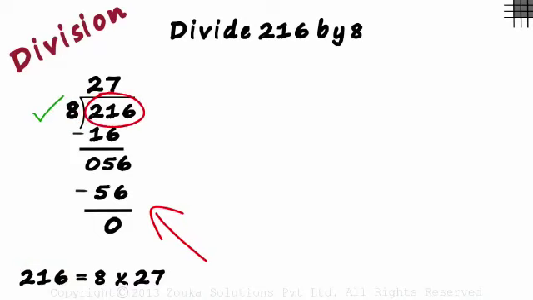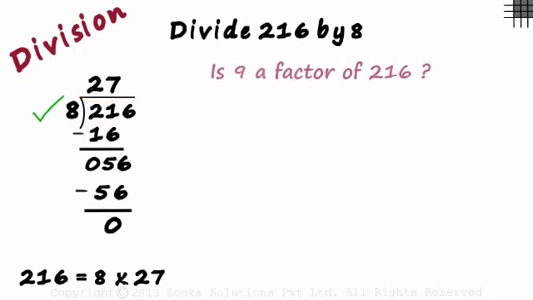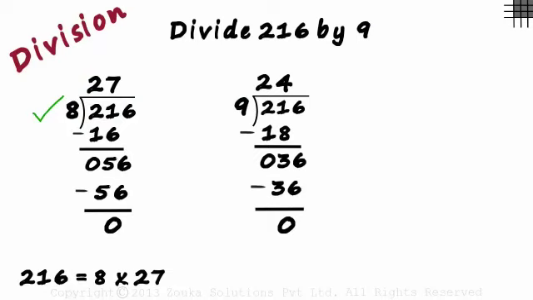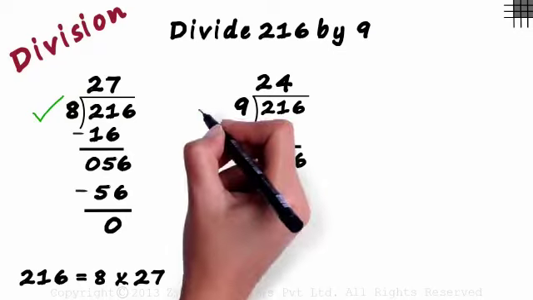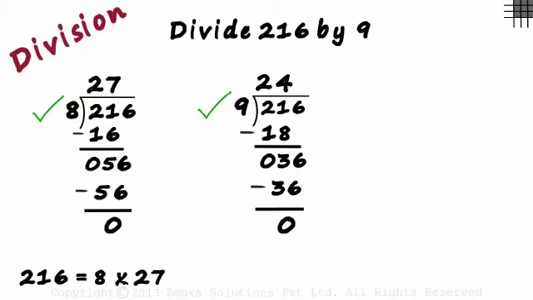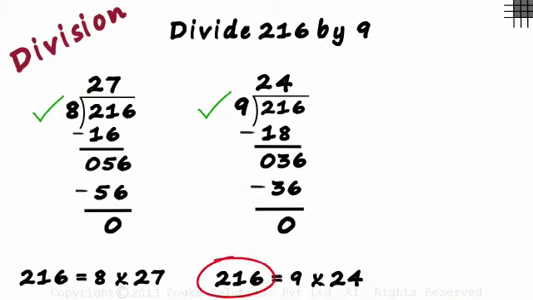And if we find out that the divisor is a factor, then the quotient as well has to be a factor. Let's see if 9 is a factor of 216. We will have to divide 216 by 9. So after we finish our division process, we see that the remainder is 0. So 9 is a factor of 216. And since 216 can also be written as 9 multiplied by 24, 24 is also a factor of 216.